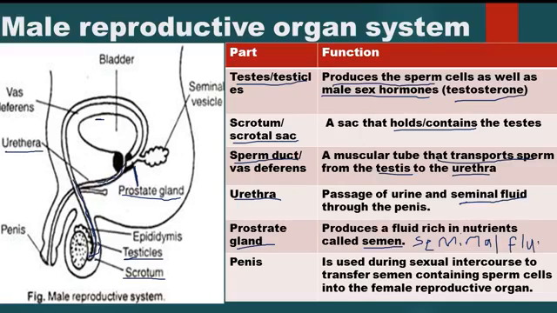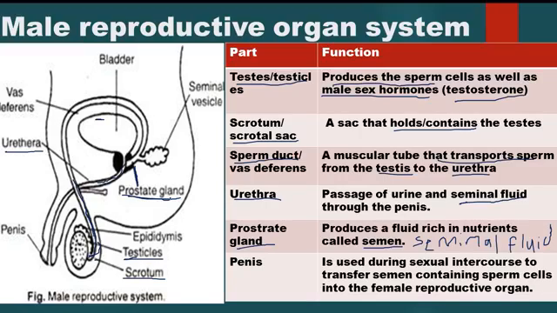Seminal fluid. So this fluid here is secreted by the prostate gland. It contains a lot of nutrients such as oxygen and glucose that are required by the sperm cells. Prostate gland, its function is to produce a fluid rich in nutrients called semen, or seminal fluid, and that is its location.